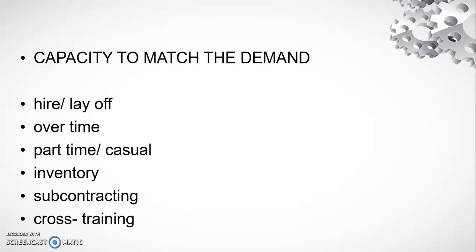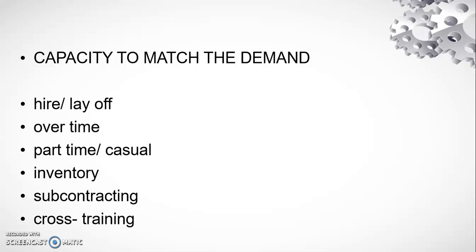The next one is subcontracting. Frequently firms choose to allow another manufacturer or service provider to provide the product or services to the subcontracting firm's customers. This is one of the alternative sources when you need additional capacity only on a temporary basis. The next one is cross training. Cross-trained employees may be able to perform tasks in several operations, so you can make them flexible according to your demand.